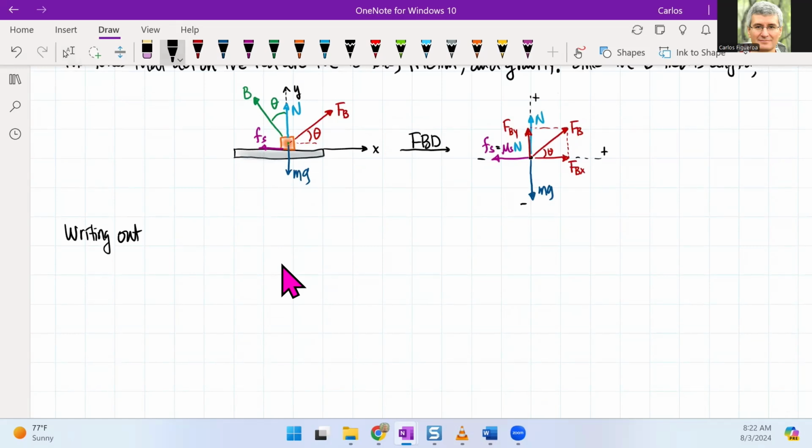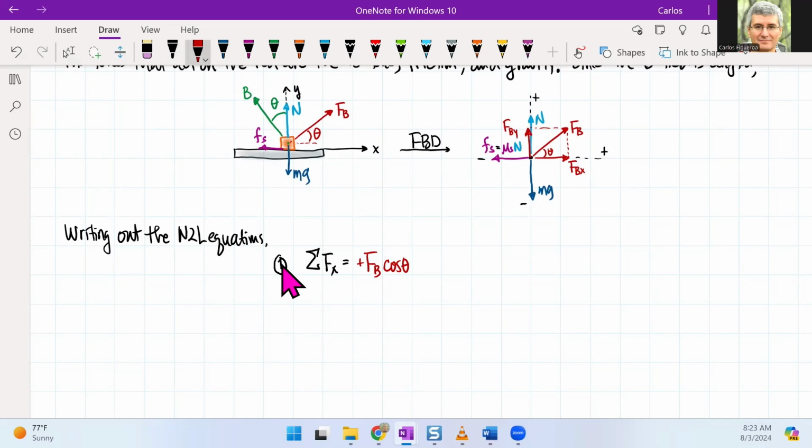Writing out the Newton's second law equations, we then get the following. Here's our first equation. It's going to be the forces in the x direction. If I look at the force in the x direction, because the angle is measured relative to the x-axis here, that means that's the adjacent side, so that's got to be F_B cosine of theta.